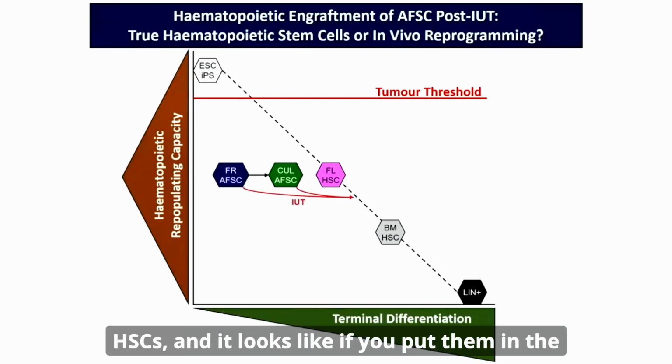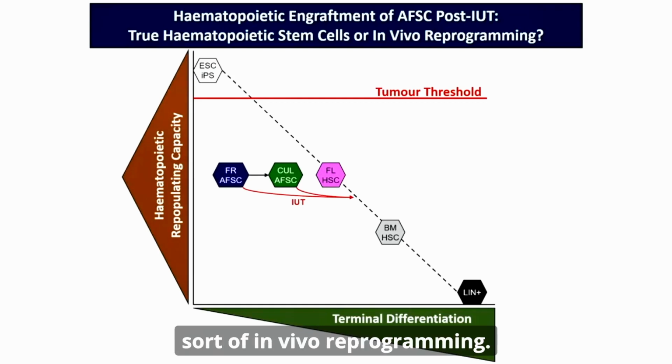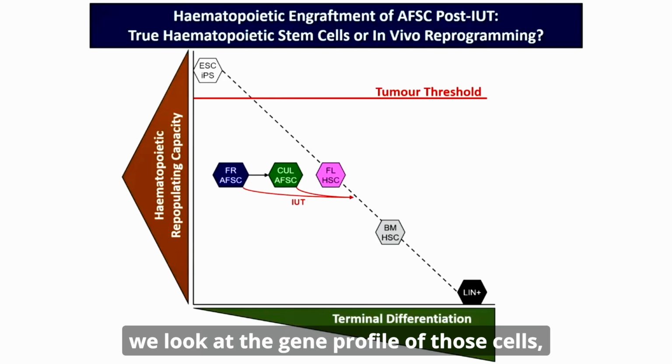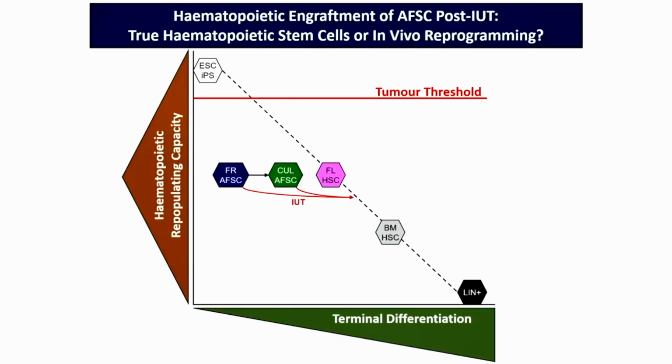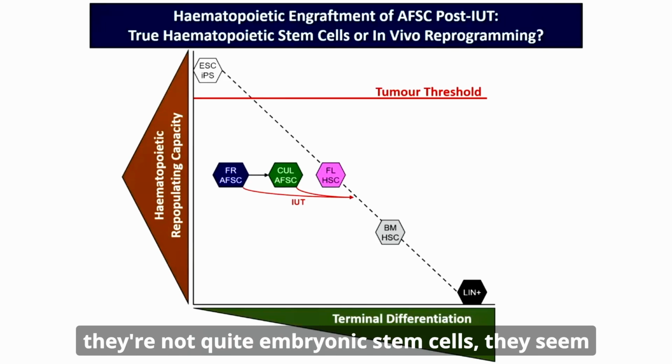And it looks like if you put them in the appropriate environment, you may be getting some sort of inhibitory programming. And the reason why we think that is because when we look at the gene profile of those cells, they're not quite hematopoietic stem cells, but they're not quite embryonic stem cells. There seems to be something in the middle.